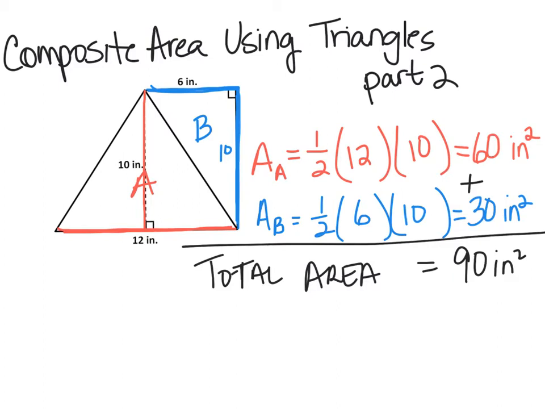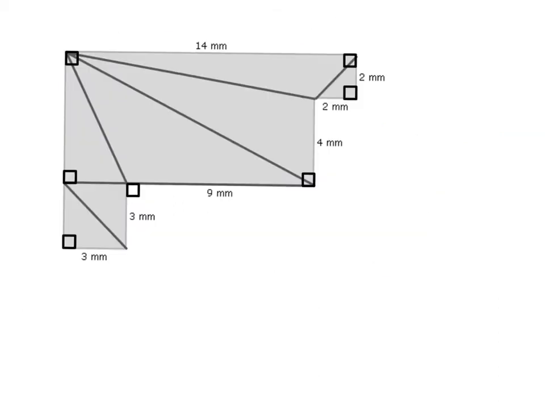Okay, let's do another one. All right, this one you might look at it and think I could find the area of this way better with rectangles, but we are doing triangles. We're using triangles today, and so I've already divided this up into triangles. And we're going to find the area of each triangle and add them all up for this total area. Okay, so let's just start here. This is triangle A.